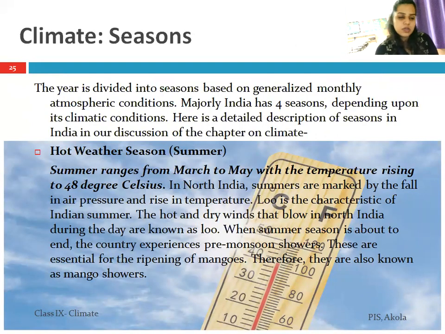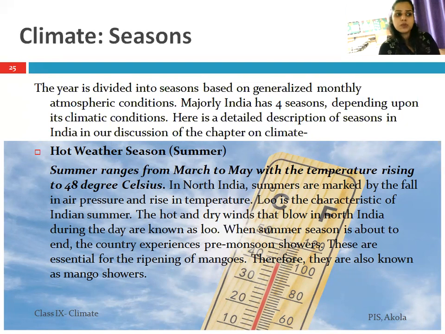I hope the Indian monsoon is well understood, where we have seen how monsoon reaches and how it gets split into two branches, that is the Bay of Bengal branch and the Arabian Sea branch. Now we'll be moving ahead with seasonal change. The year is divided into seasons based on generalized monthly atmospheric conditions. Majorly, India has 4 seasons depending upon its climatic conditions. Here is a detailed description of seasons in India. It is a discussion of the chapter on climate.